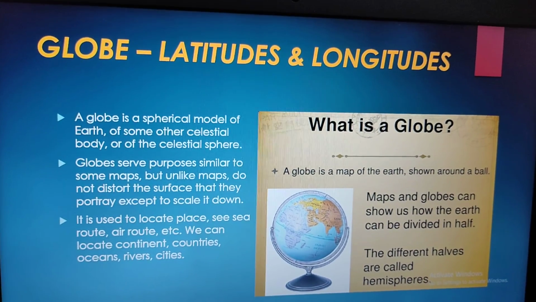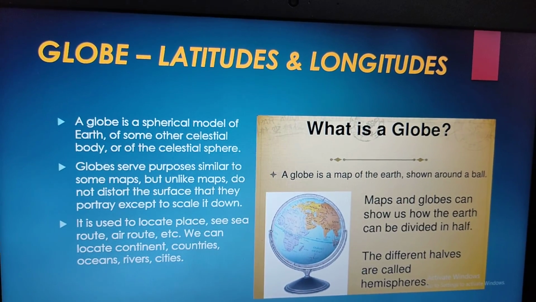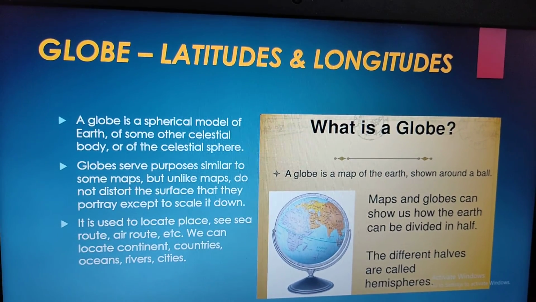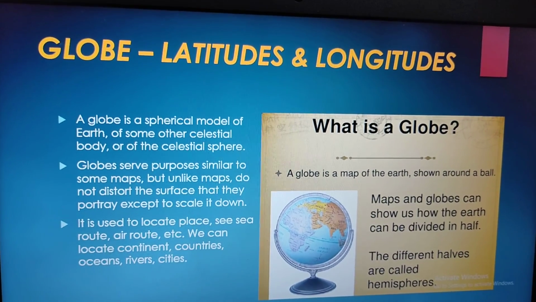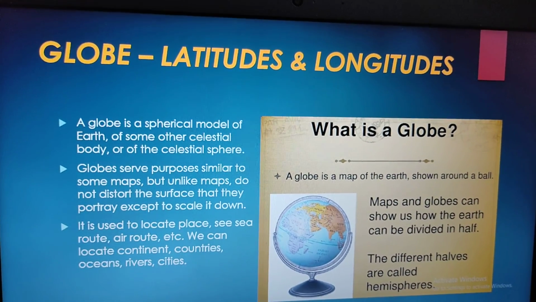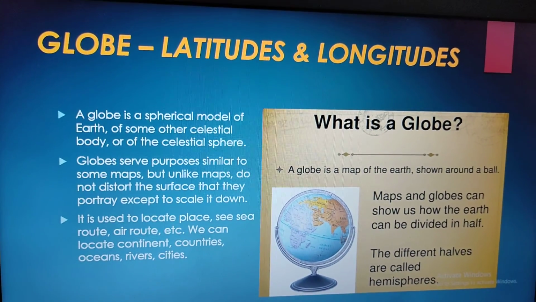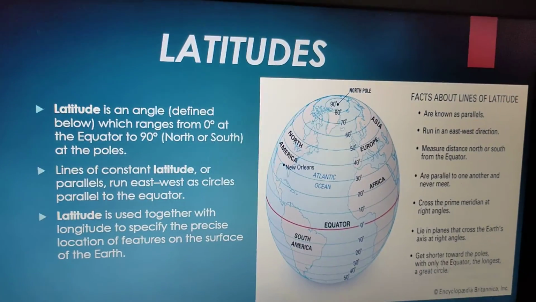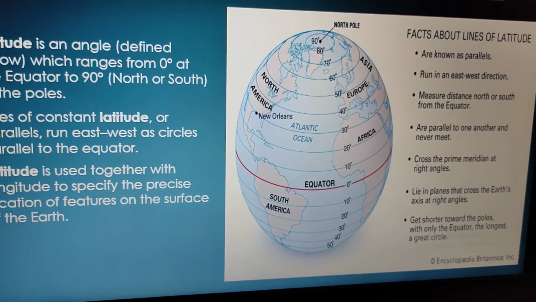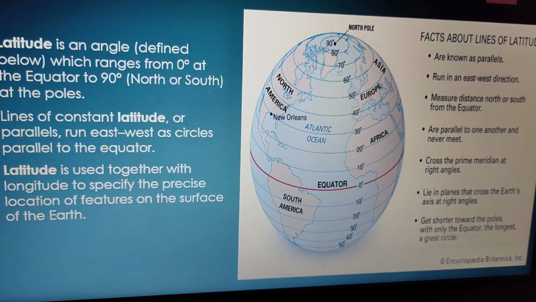Good morning, everyone. We have already started a new chapter, Globe: Latitudes and Longitudes. We have already discussed what a globe is, what the difference between a map and a globe is, and what latitudes and longitudes are. Latitudes run in the east-west direction. They run parallel to the equator.